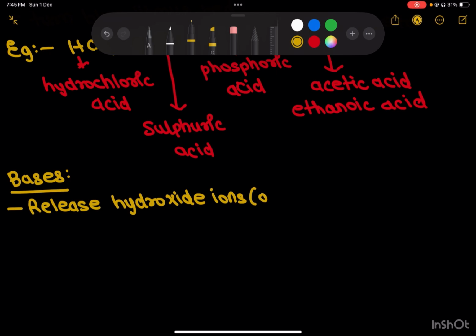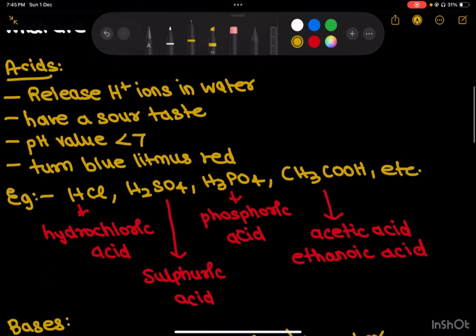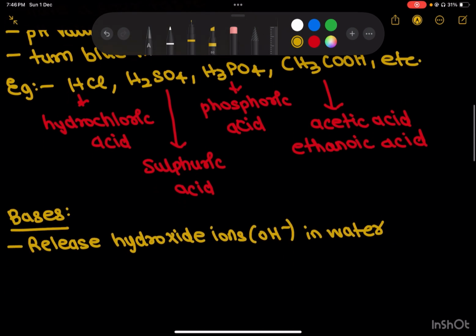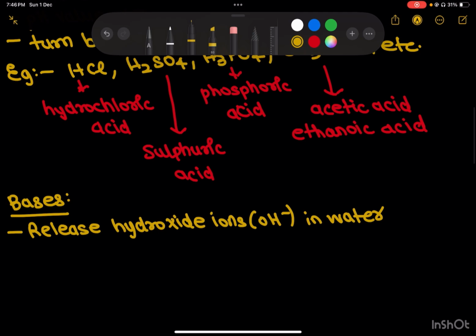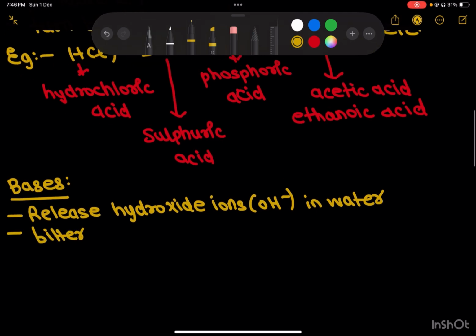Hydroxide ions, basically OH minus, in water. As I have written, acids release H plus ions in water. So bases release hydroxide ions in water. That is OH minus, right? Other than that, bases have a bitter taste. Bases have a bitter taste, correct?